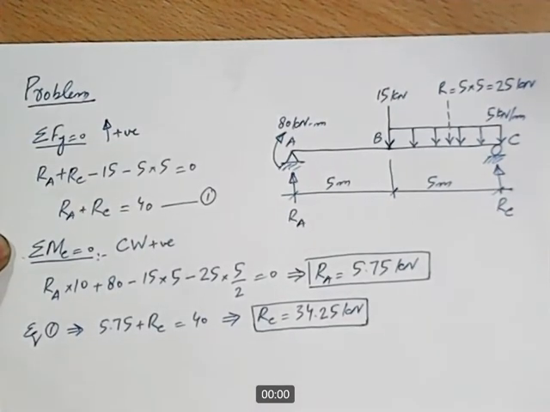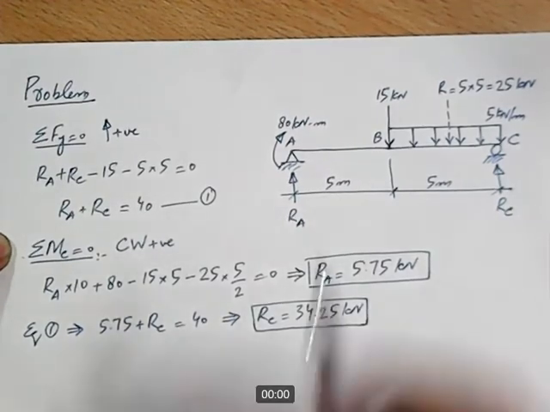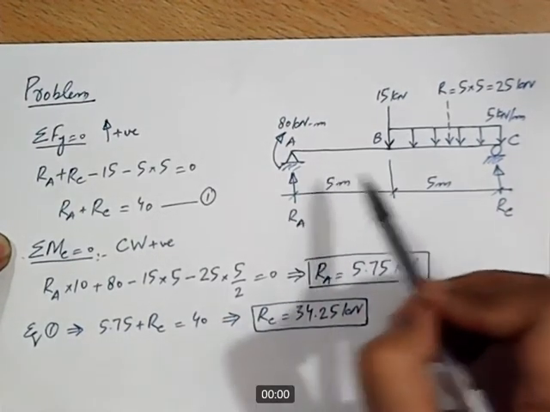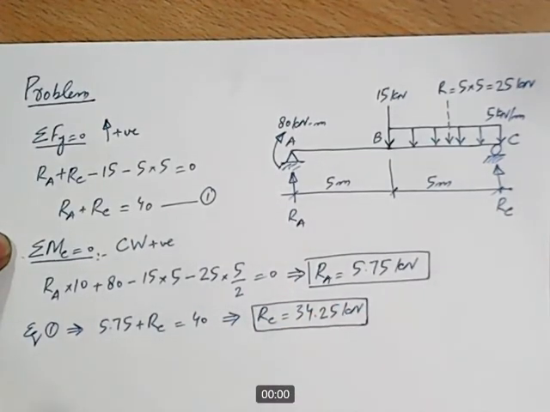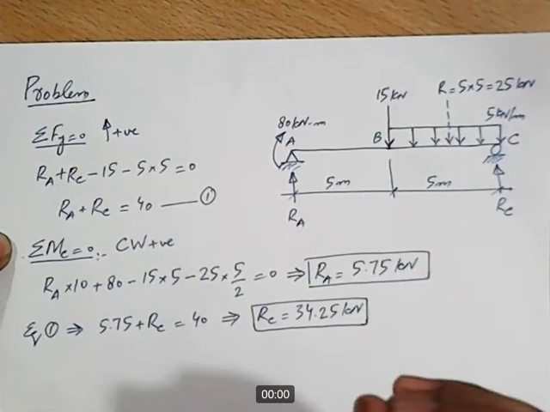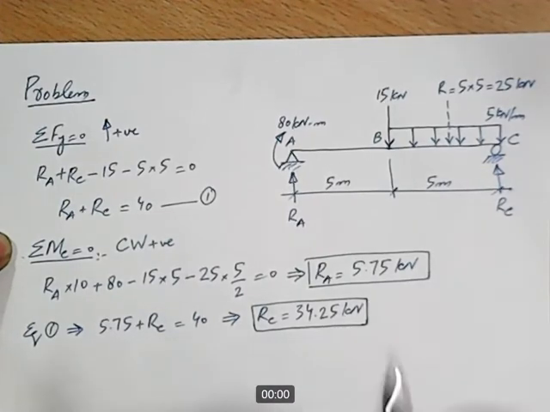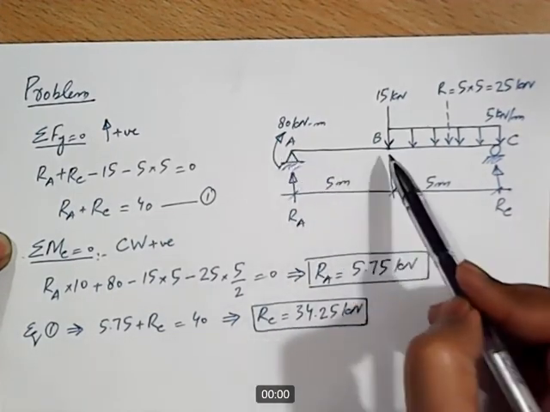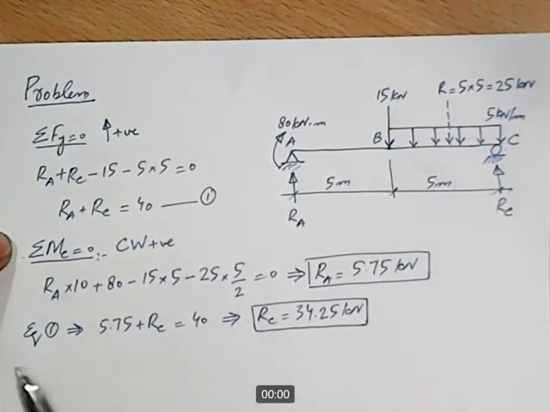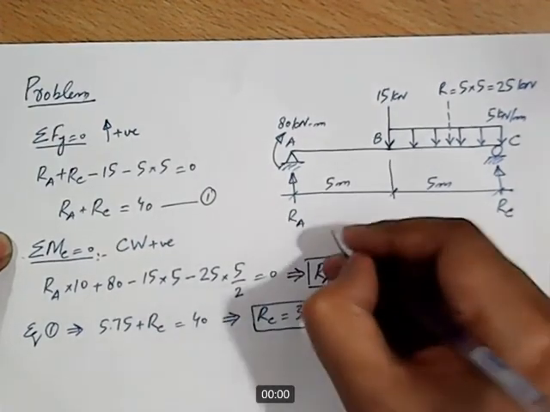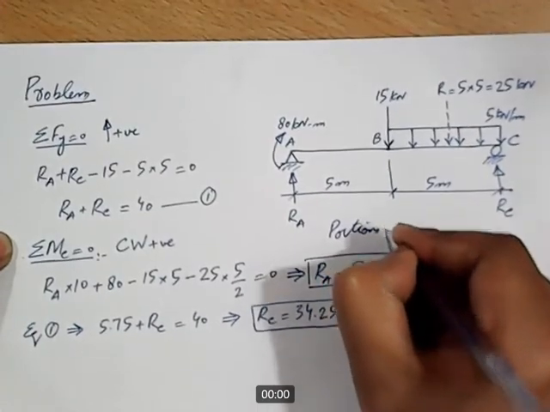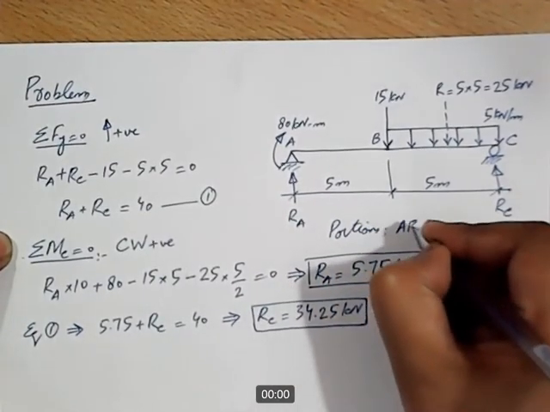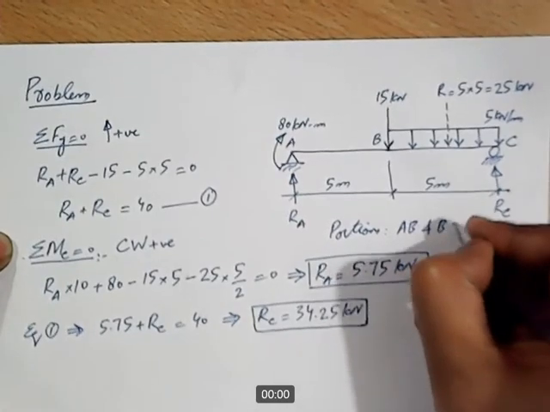Now, the next step is to divide the beam into a number of portions, and we will divide the beam into separate portions wherever we see a change in applied loading, like an abrupt change in applied loading or a change in the support condition. So in this case, I think we need to consider two portions, portion AB and portion BC. I can write it down here.